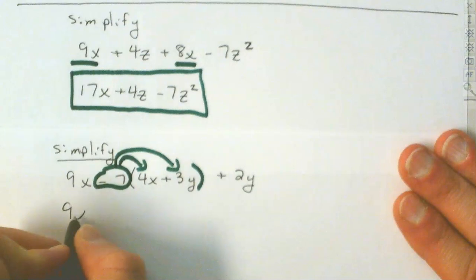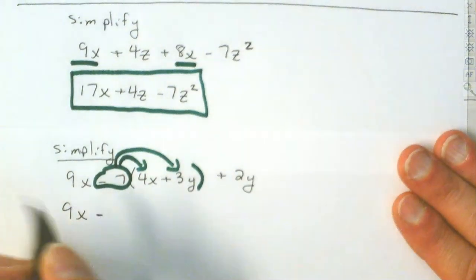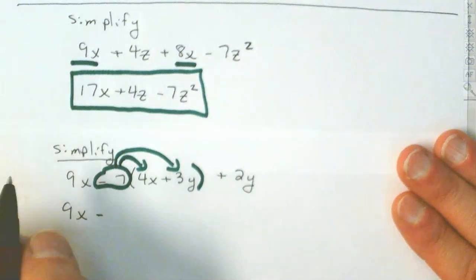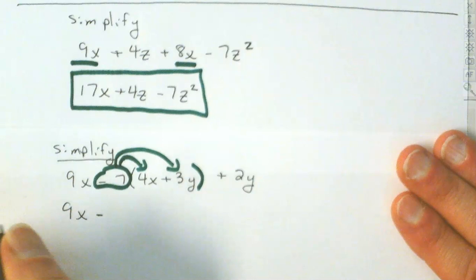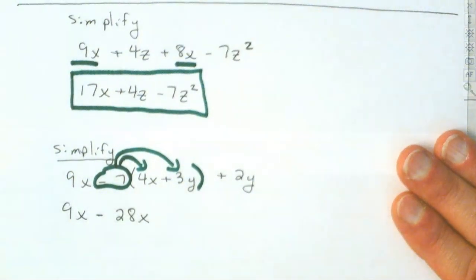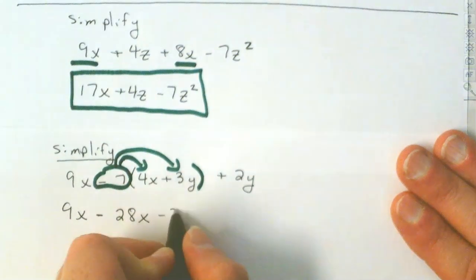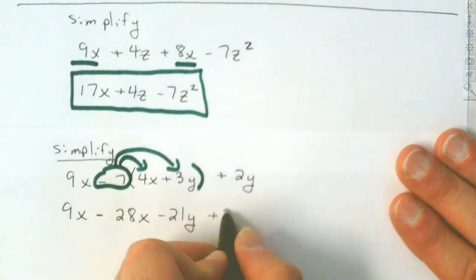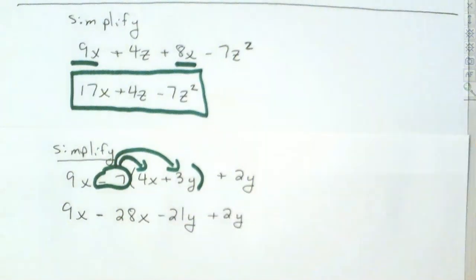So now we have a 9x. We're going to distribute that negative 7 through. Negative 7 times a positive 4, that's a negative 28. We keep the x with it. Negative 7 times a positive 3, that's a minus 21, and it has the y with it. And then we're going to add on 2y at the end. So is everyone all right with how I used the distributive property there?